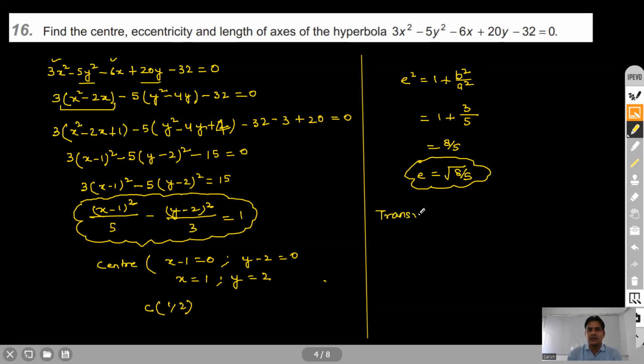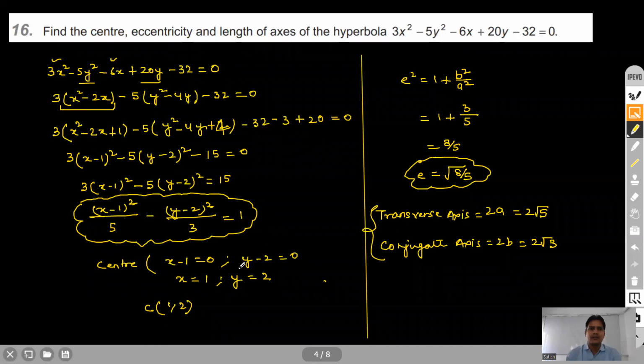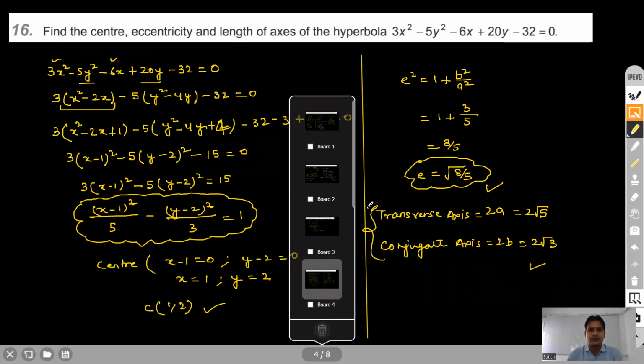Now length of axis. So this transverse axis length is what? 2a. And what is the length of this conjugate axis for this hyperbola? We used to give it by 2b. And 2a means what? 2 times a. A is root 5. Okay. And the conjugate axis is 2b. So b is what? Root 3. So 2 root 3 will be our conjugate axis. So this is the center, this is the eccentricity, and this is the length of the axes of this hyperbola. Is it okay? So fine. Let's move to the next question.